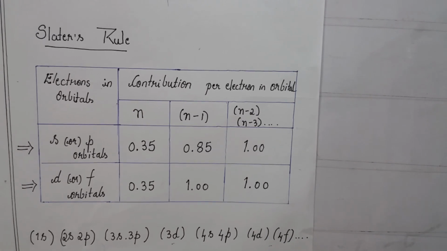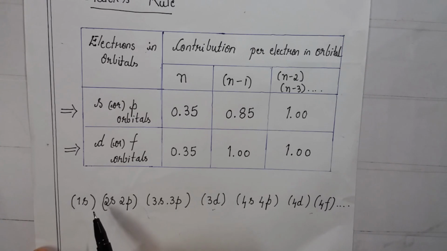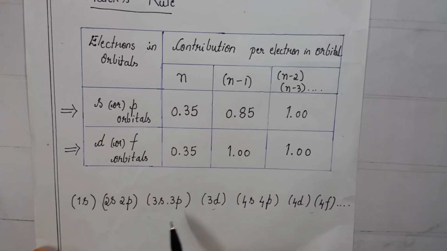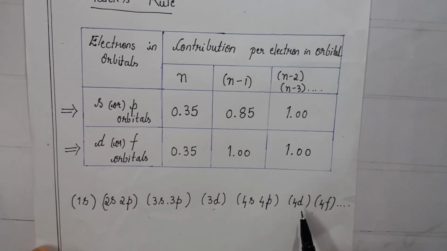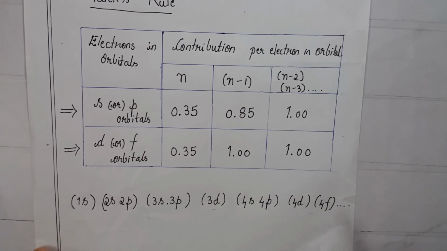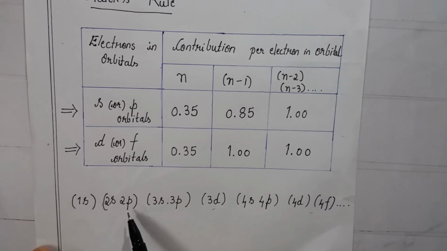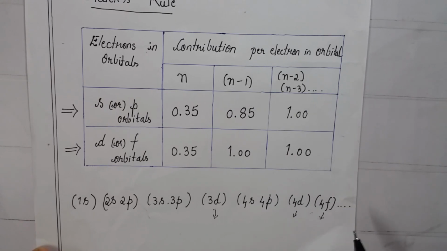Before proceeding to calculate the value of Z effective, the first thing we have to do is group the orbitals as follows: 1s is grouped separately, then 2s 2p, 3s 3p, 3d, 4s 4p, 4d and 4f. We can see here that 1s is separated out, 2s 2p and 3s 3p, that is s and p orbitals, are coupled, and d and f orbitals are separated out.